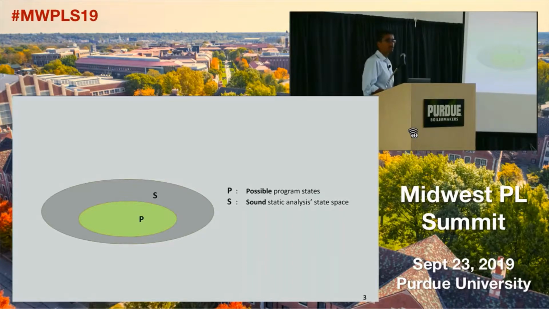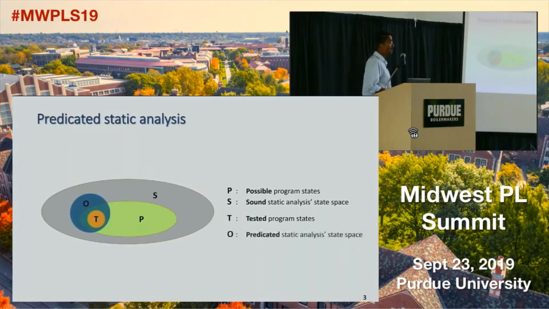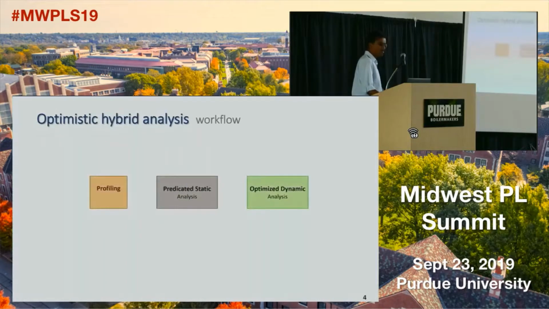Optimistic hybrid analysis tries to tackle this imprecision problem by considering a few tested program states and then predicates the static analysis by assuming invariants learned on those states. So these invariants are properties that are otherwise hard to prove statically, but almost always hold dynamically. And by assuming them, the predicated static analysis significantly reduces the state space, thereby making the analysis more precise and scalable. But special care is still needed to ensure soundness when a state outside of the predicated state is ever encountered dynamically.